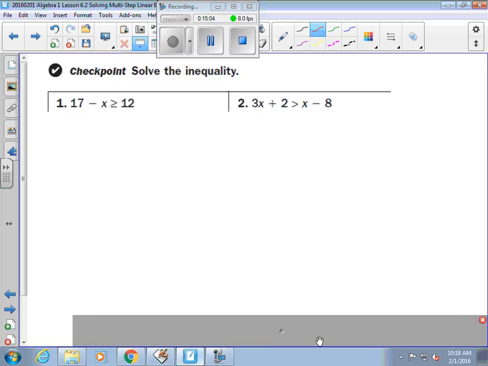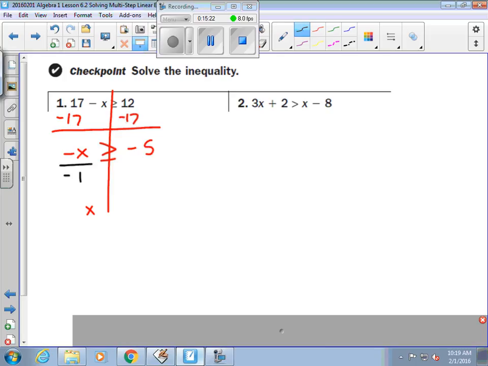So right here, checkpoint says 17 minus x is greater than or equal to 12. We want x by itself. Subtract 17 on both sides. Negative x is greater than or equal to 12 minus 17, negative 5. Divide by negative 1. When you do it there, do it here. Negative divided by negative is a positive. When you divide both sides by a negative, you have to reverse the symbol. Less than or equal to 5.